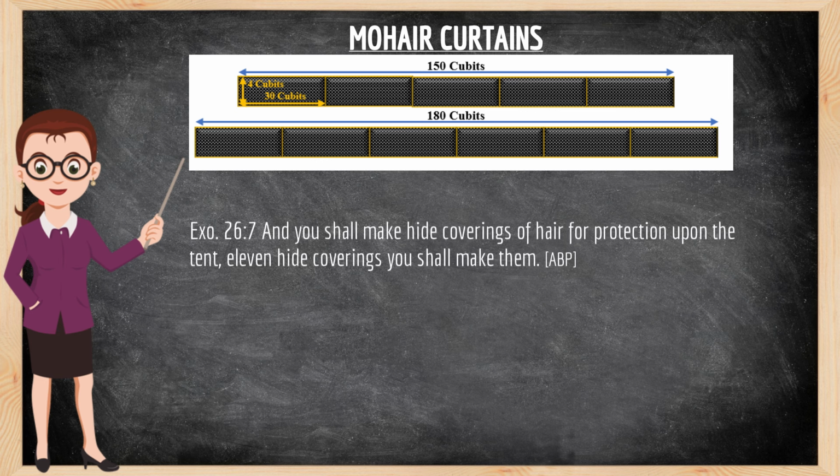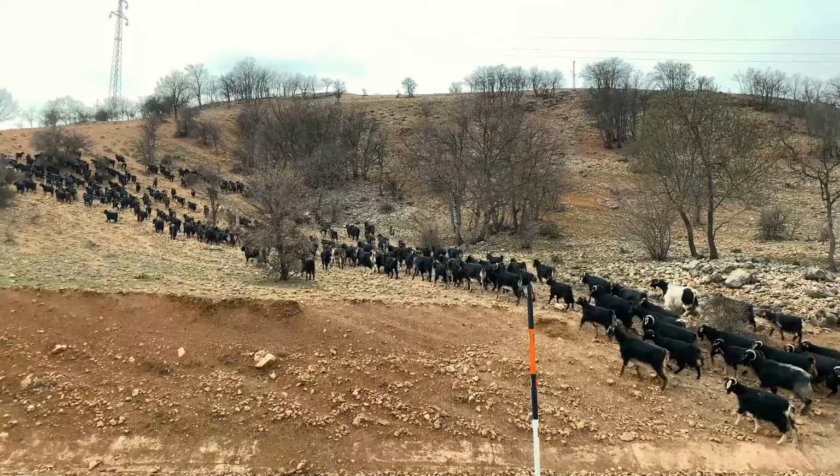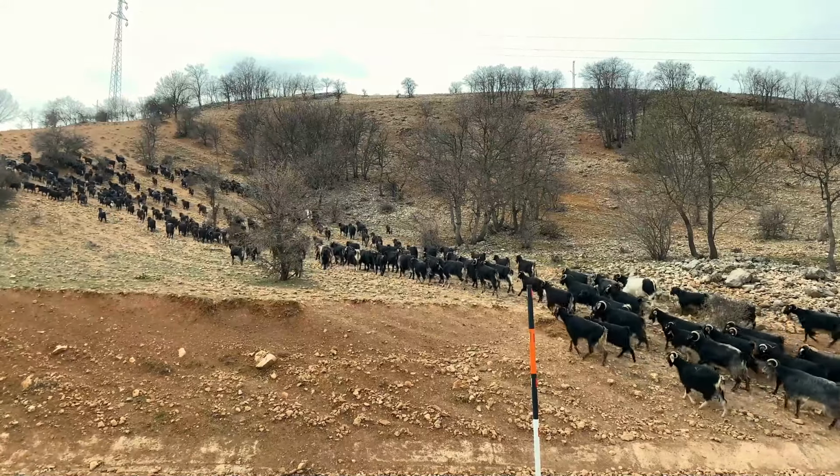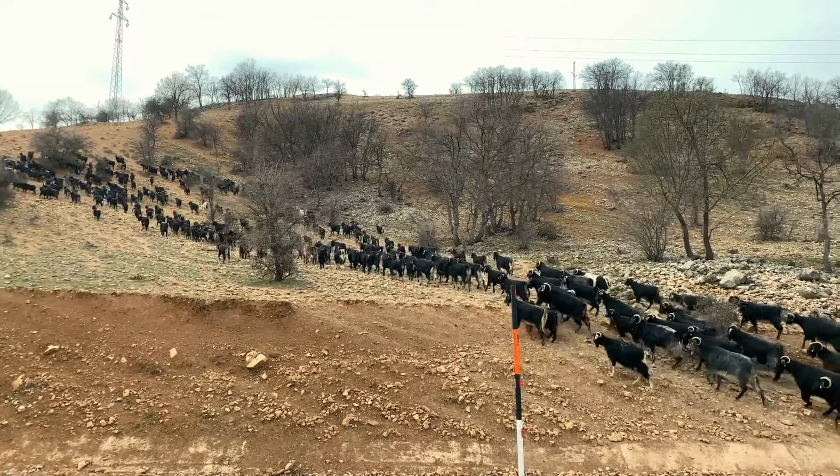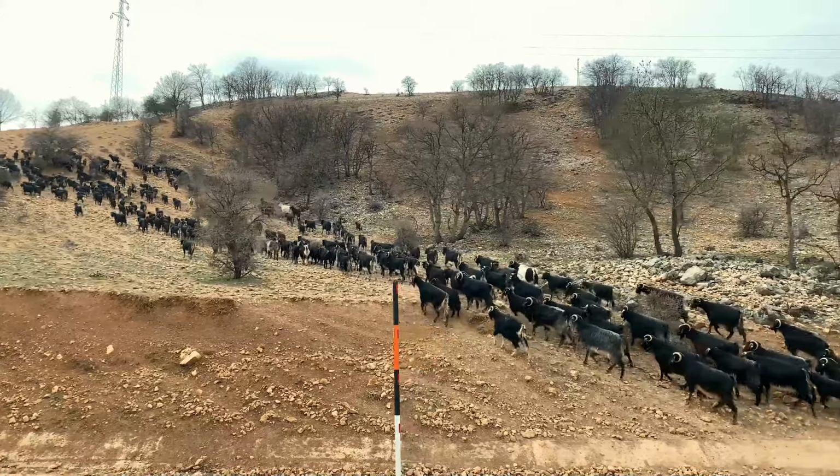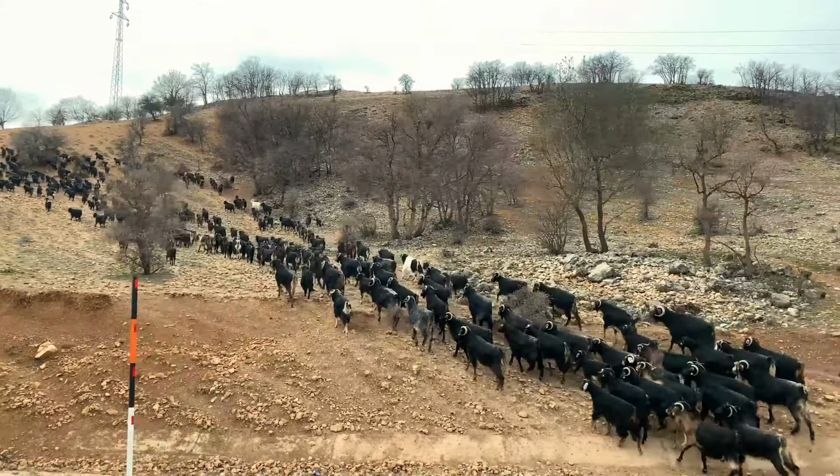Exodus 26:7. And you shall make hide coverings of hair for protection upon the tent. 11 hide coverings you shall make them. The Septuagint calls this hair cloth mohair. Now, mohair is sourced from the fleece of Angora goats, which boast long, lustrous locks.